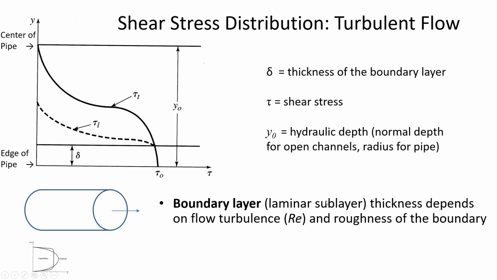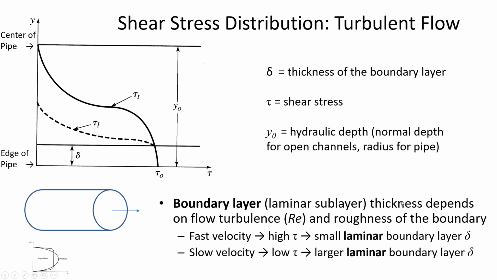Because if it's really thick and it completely covers the roughness of the pipe, then one set of flow conditions exists. Or if the roughness of the pipe extends beyond the boundary layer, then we estimate the pipe friction in a different way. So we're often interested in estimating how thick is the boundary layer based on the flow conditions. Because if you've got a fast velocity and high shear stress, that's going to mean you've got a small boundary layer thickness, but a low velocity and low shear stress means that this laminar zone is larger.